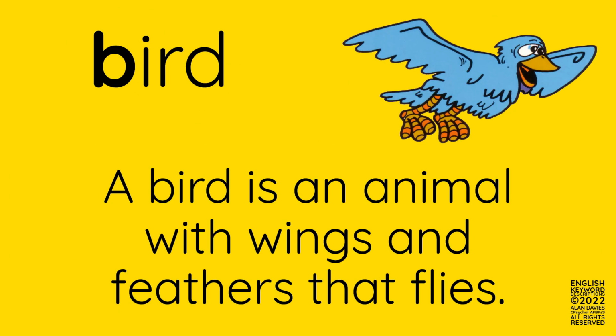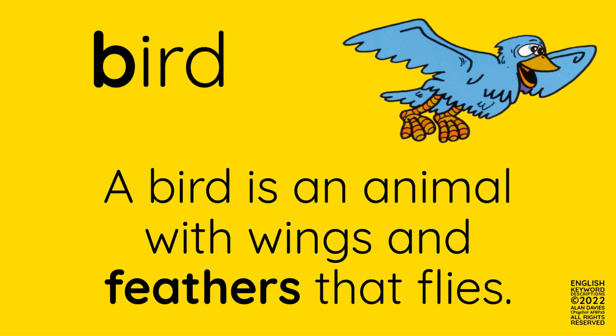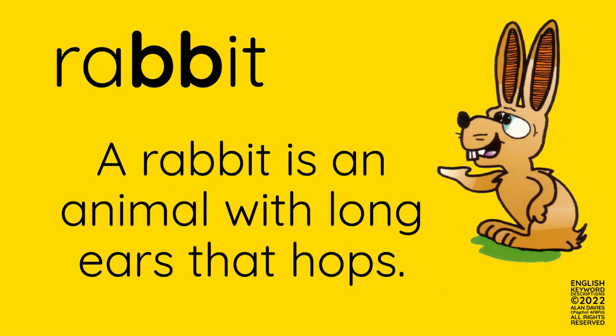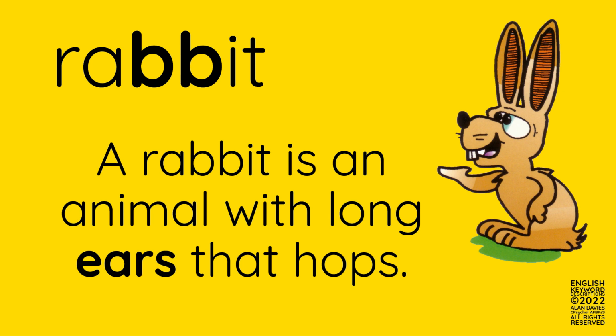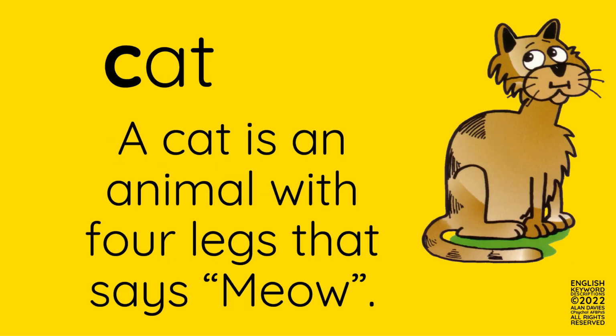Bird. A bird is an animal with wings and feathers that flies. Rabbit. A rabbit is an animal with long ears that hops. Cat. A cat is an animal with 4 legs that says meow.